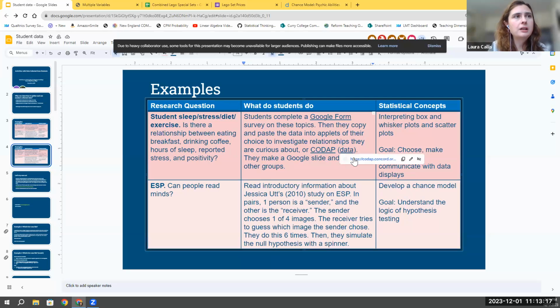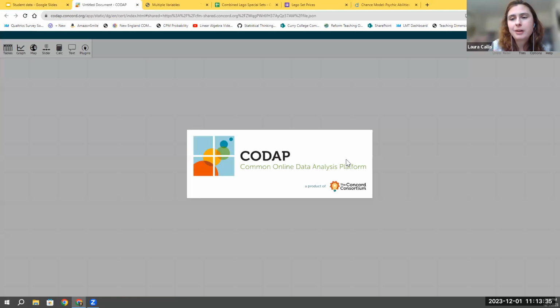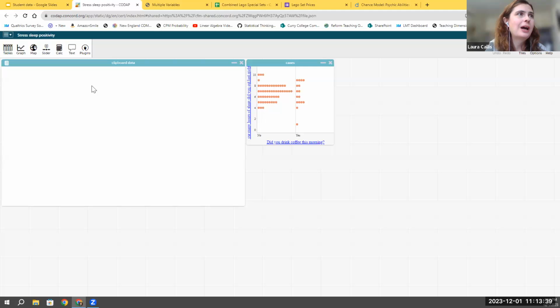I'll also put the link in the chat so that you can play. So this is CodeApp student data. Whoops, there we go. If you click on data, if you're on slide 4, it has it preloaded. If you want help learning how to use CodeApp, you can just send me an email and I can meet up with you on Zoom or something and show you how.